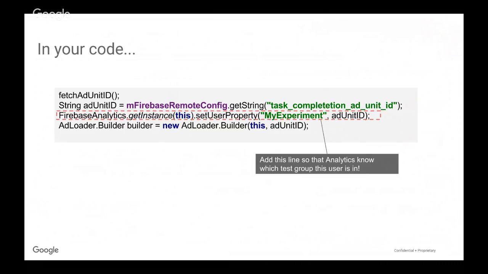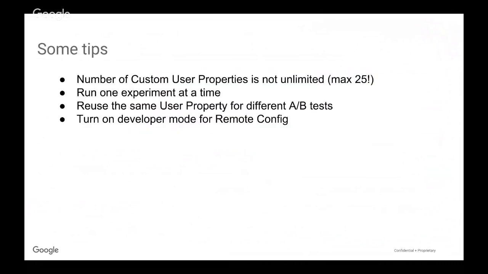There are some tips I want to share with you before you actually start to do that. As you know, we offer pretty much flexibility in customizing events and user properties, but they are not unlimited. So the number of custom user properties is maximum 25.